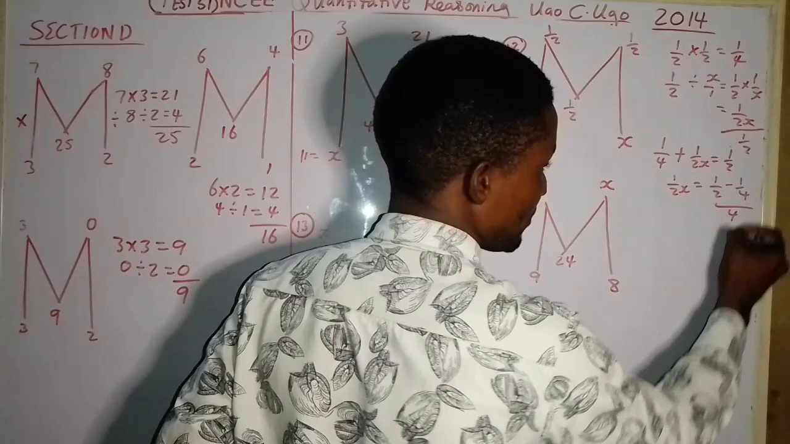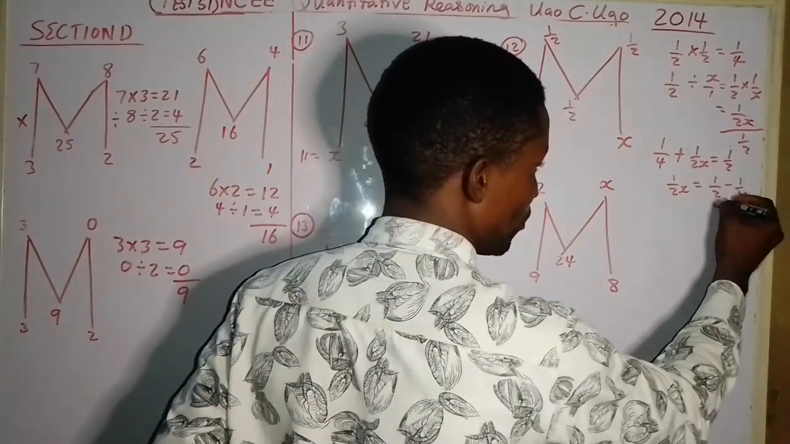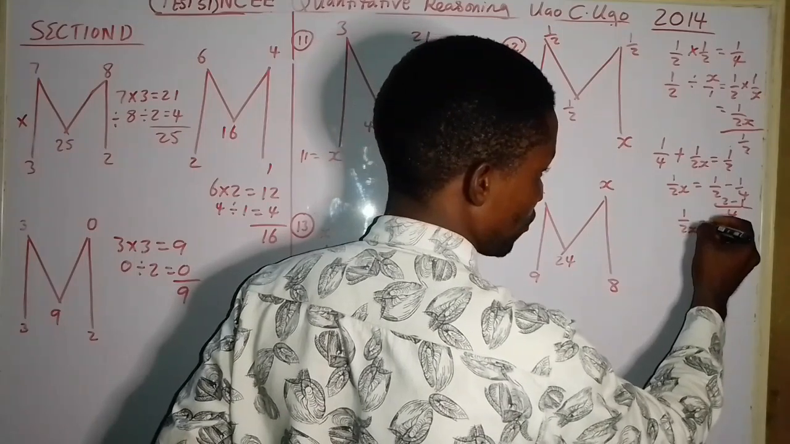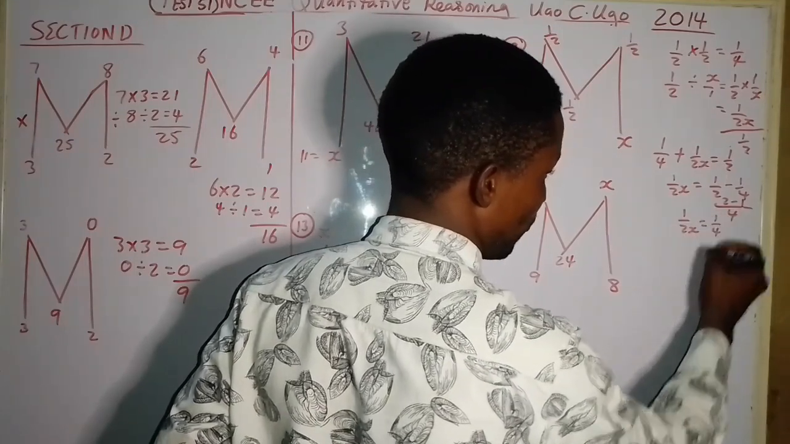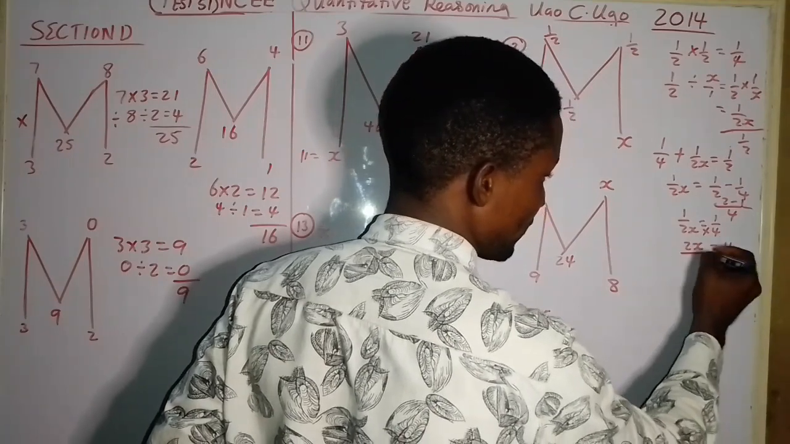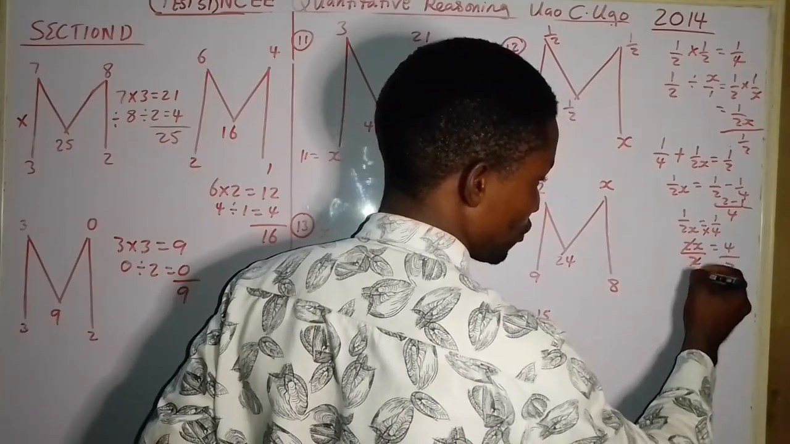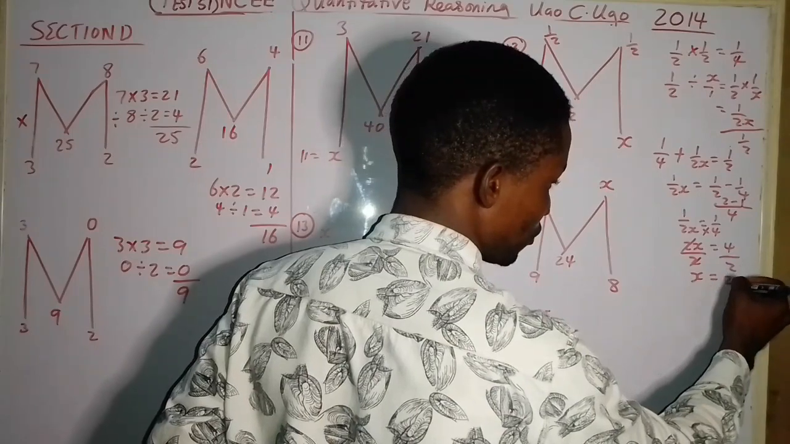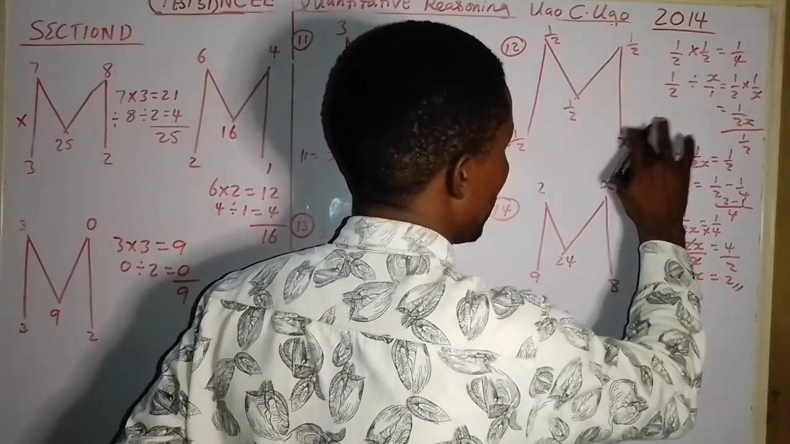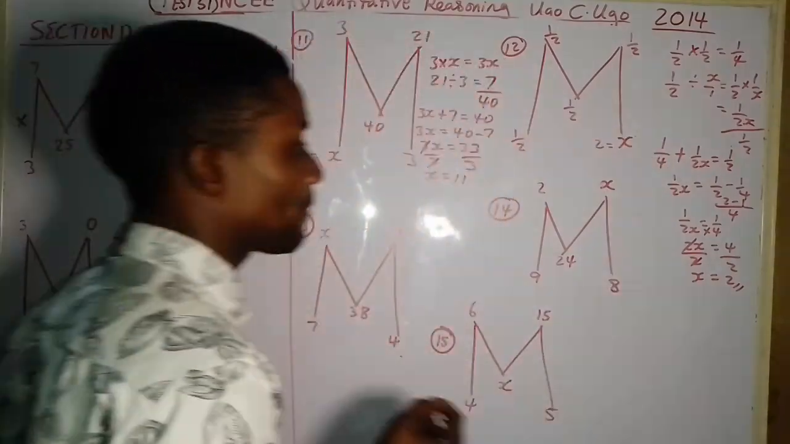So what is our LCM here? It is 4. 2 in 4 is 2. 4 in 4 is 1. So we have 1 over 2x equals to 1 over 4. Cross multiply, you're going to have 2x equals to 4. Divide both sides by 2. So your x is going to be equal to 2. So the missing number here is 2.